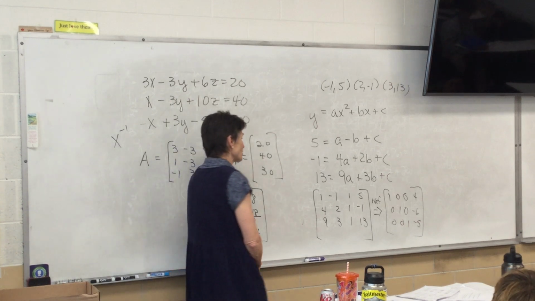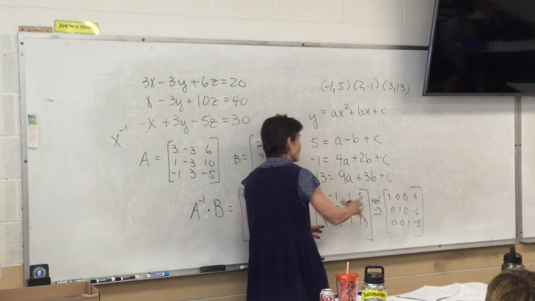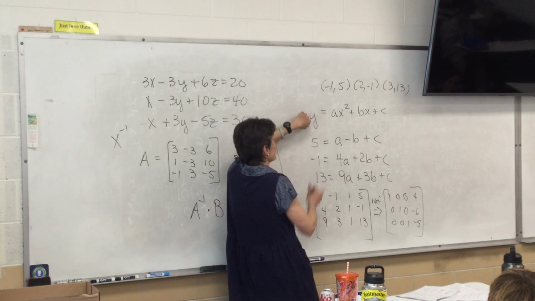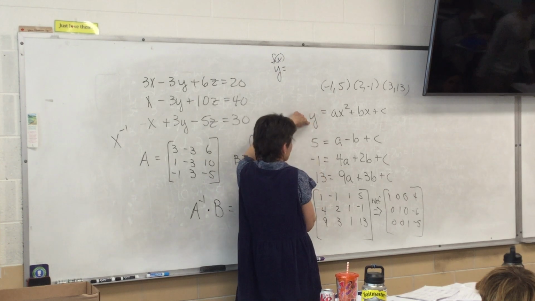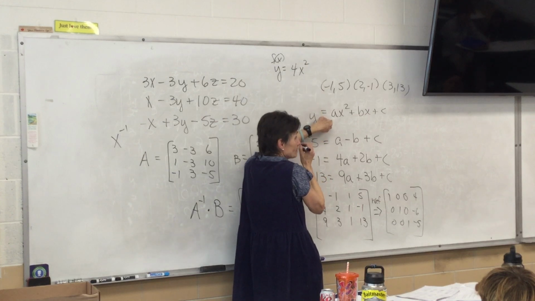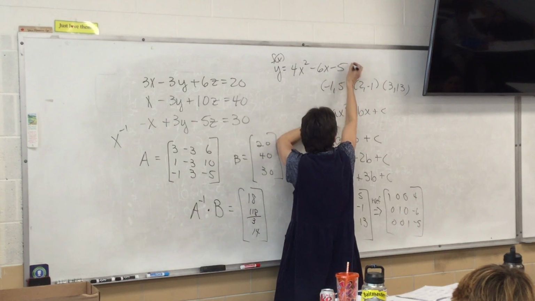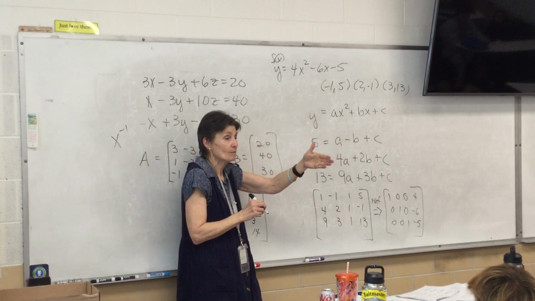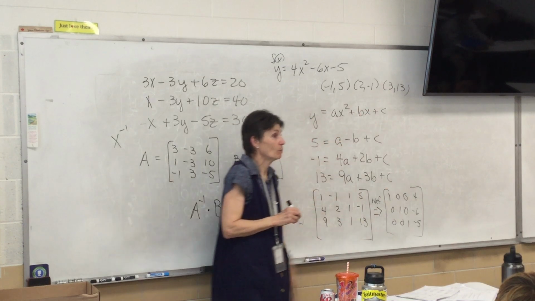So what's the answer? What do I write in the answer blank? The matrix is not the answer. That's my work. That's how I arrived at my answer. But what's my answer going to be? Y equals, or f of x, doesn't matter. F of x or y equals 4x squared minus 6x minus 5. That's the equation of the parabola, the quadratic function that contains those 3 points.